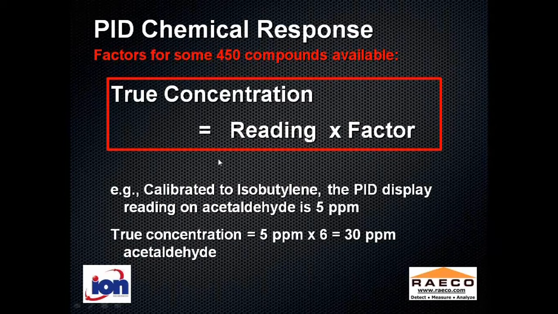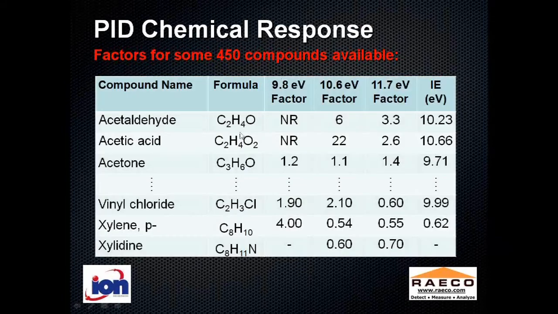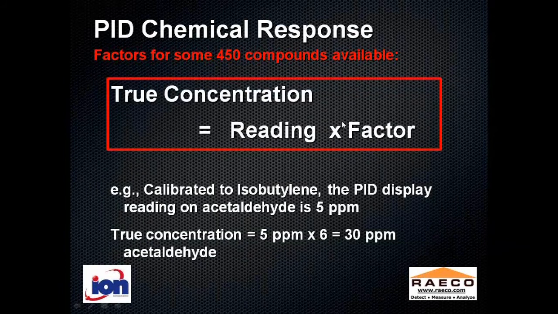The factor here, let's take an example of isobutylene. You're always calibrating to isobutylene, so these factors assume you're calibrated to isobutylene, the standard calibration gas. The PID display, in this case we're giving an example of acetaldehyde, is what we're measuring, and the reading is 5 ppm. We go back to our table. Acetaldehyde, our correction factor here is 6. So we multiply our 5 times 6, and the true concentration is 30 ppm of acetaldehyde.